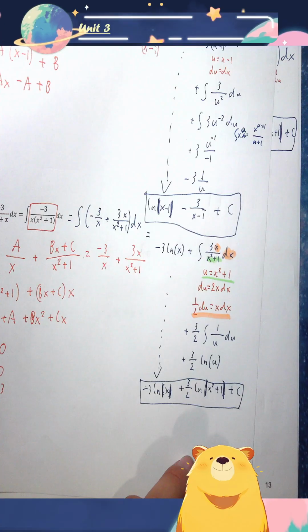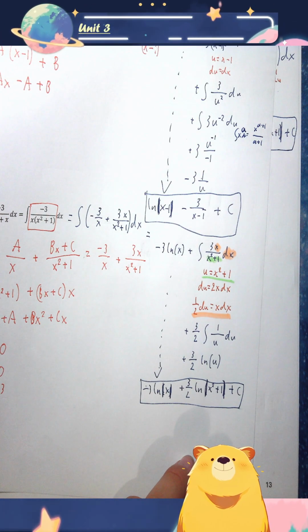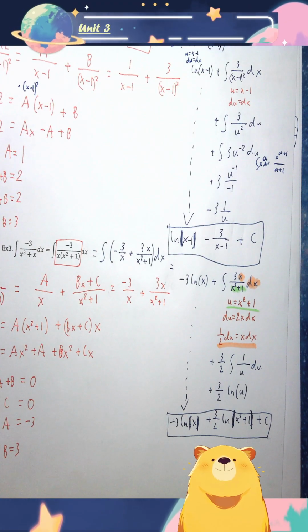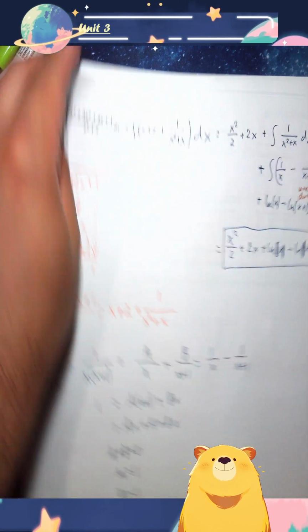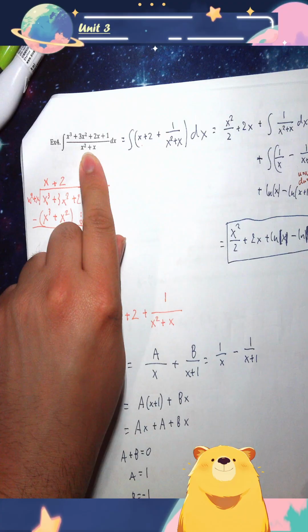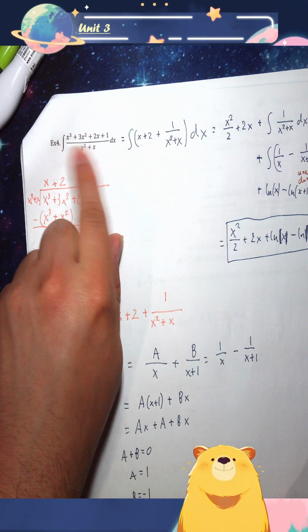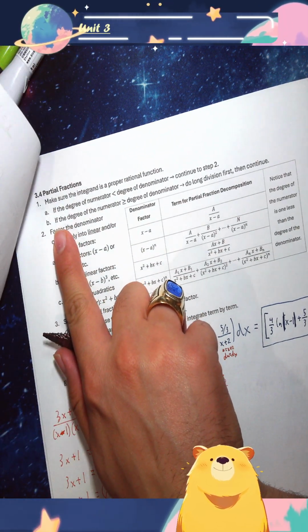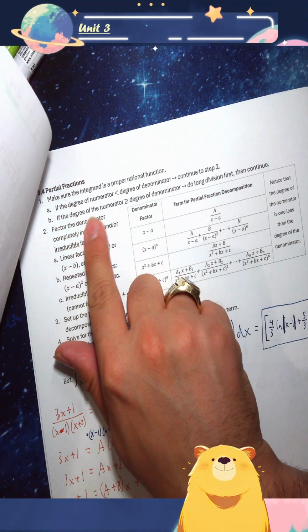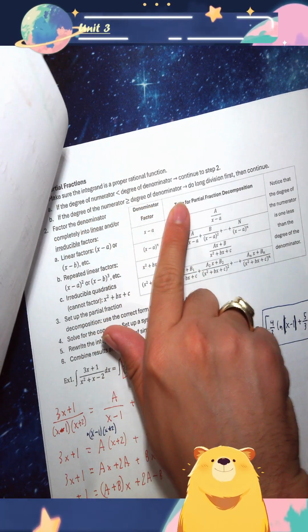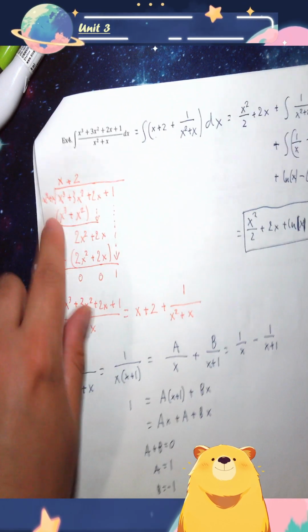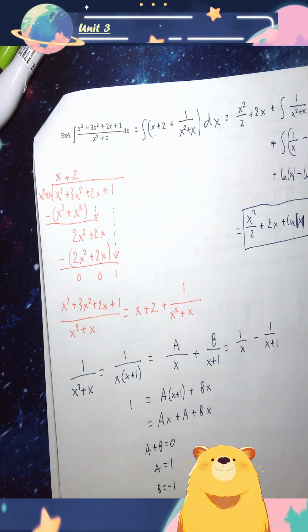So, moving on to another problem where there are two increases of difficulty. The first increase of difficulty is that the bottom part is not factored for you. The second increase of difficulty has to do with that step 1 warning. The warning, I'll read it again, was: if the degree of the numerator is less than the degree of the denominator, continue to step 2. If the degree of the numerator is greater than or equal to the degree of the denominator, do long division first. We must do long division first in order to get this fully out.